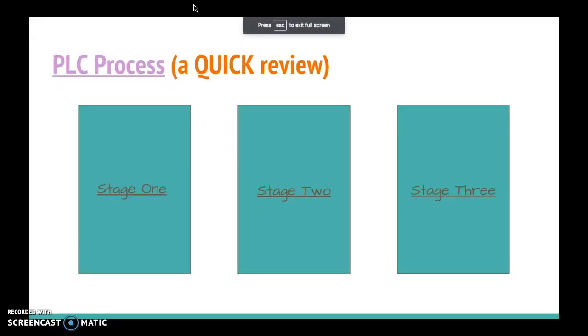In Cabarrus County Schools, we tie the PLC process very closely to our curriculum. So we have 3 stages that we're going to discuss today, Stage 1, 2, and 3, which align to Stage 1, 2, and 3 of our curriculum documents. The 4th stage, the data analysis conversation, will not be discussed today.